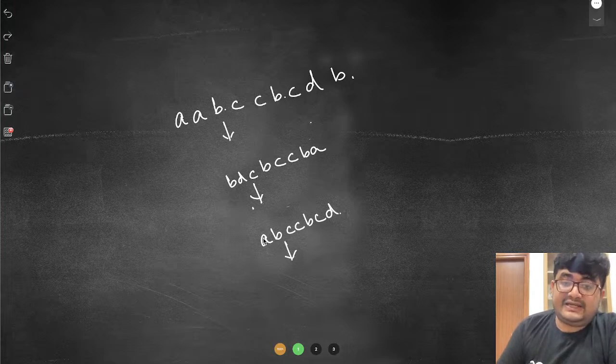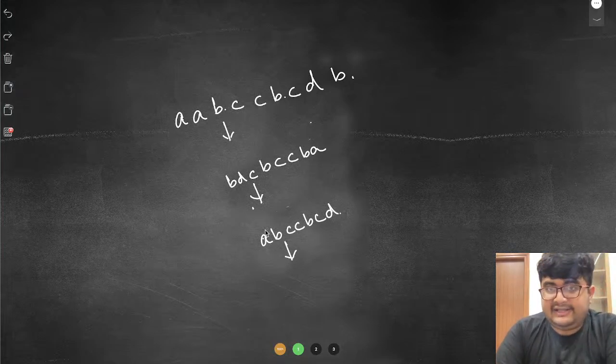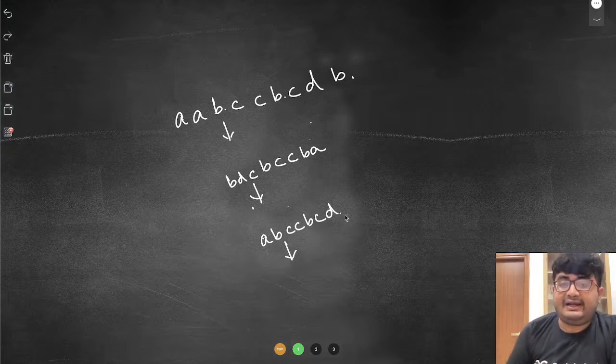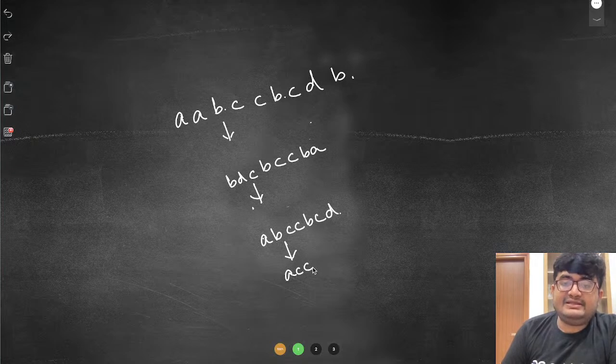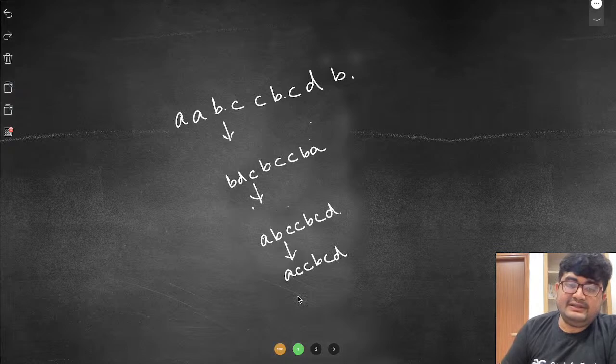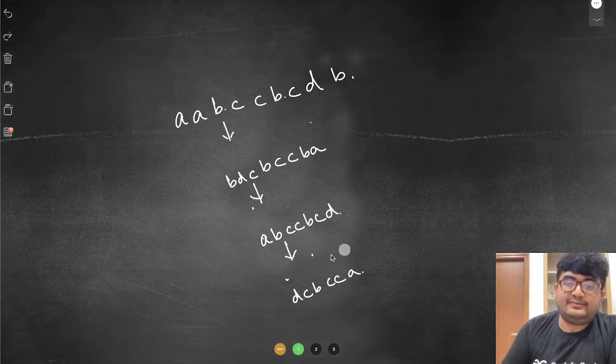Again, what is the first character? A. Is A repeating? A is not repeating here. We go to the next character, B. Is B repeating? B is repeating, so we'll remove B. It becomes A, C, B, C, D. Reverse this: D, C, B, C, A. You get this.